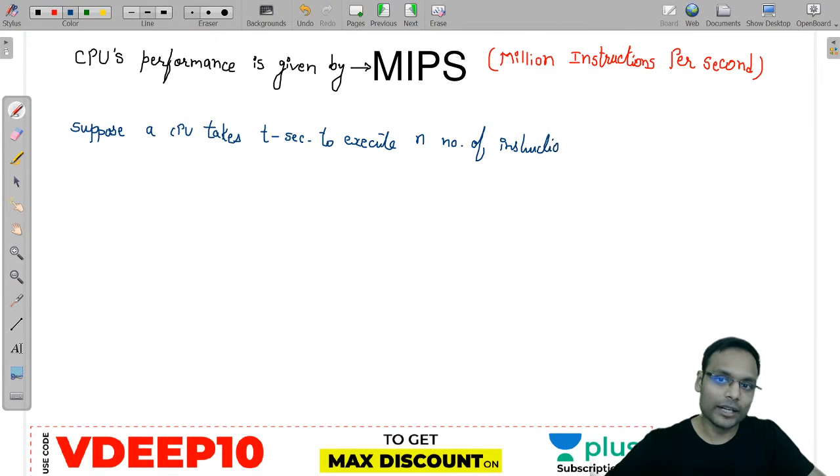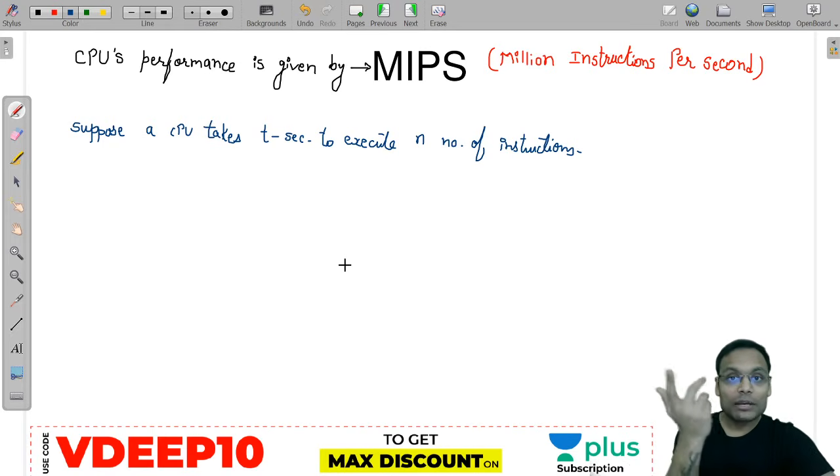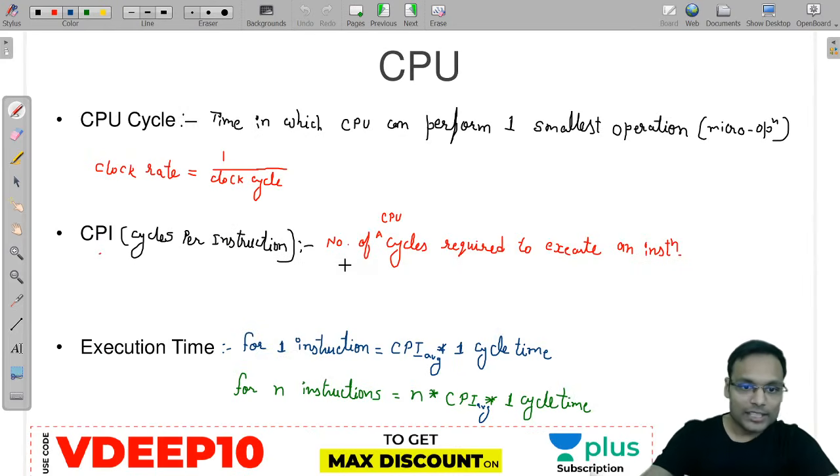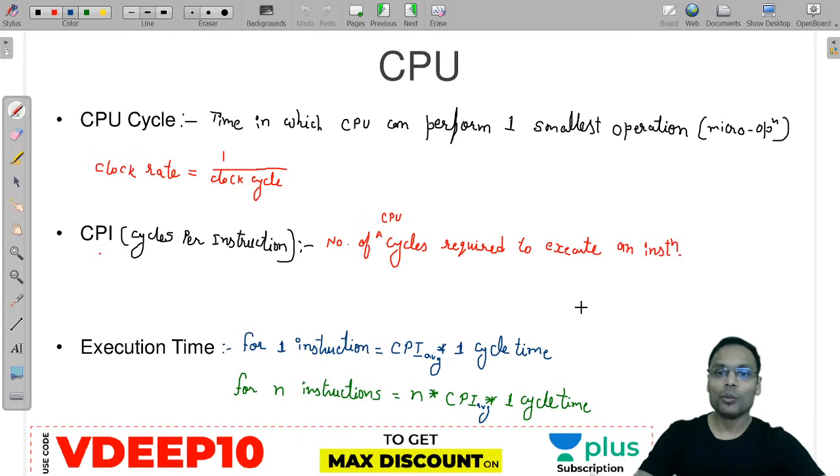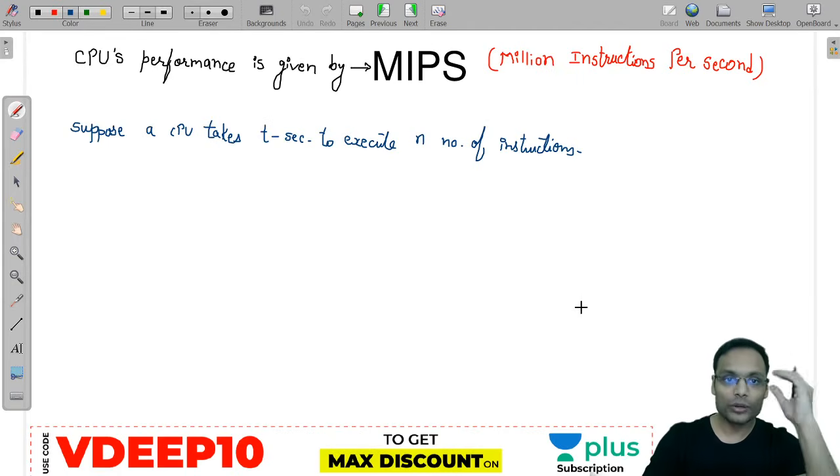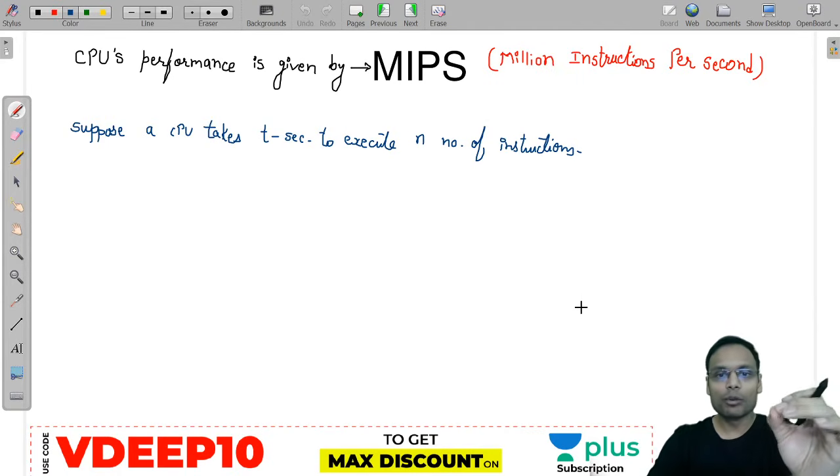That I can calculate. Can I? Yes. To execute n number of instructions, how much time is required by CPU? That I can calculate. How? अरे ये है ना formula. Execution time is this much: N into average CPI into one cycle time. With that formula, I can calculate execution time for n number of instructions.